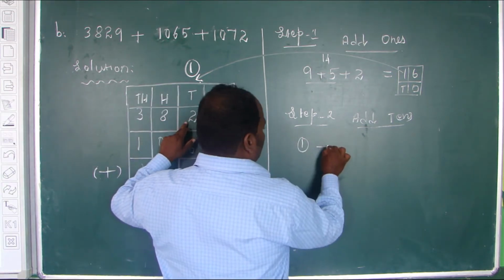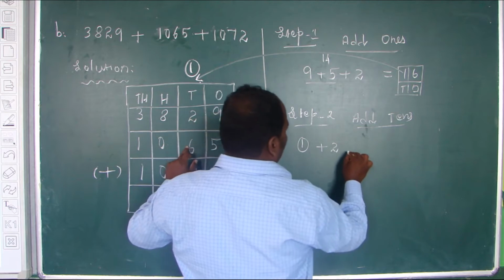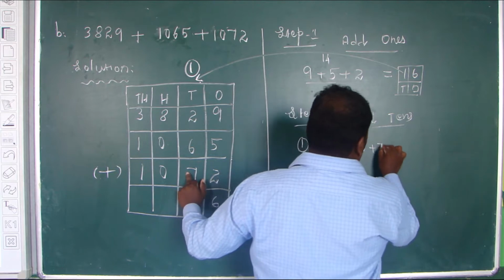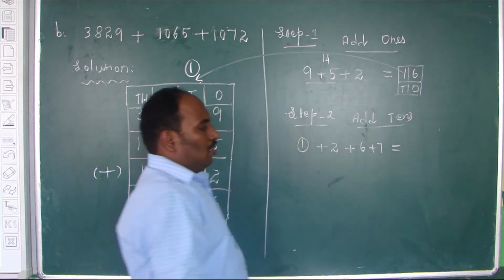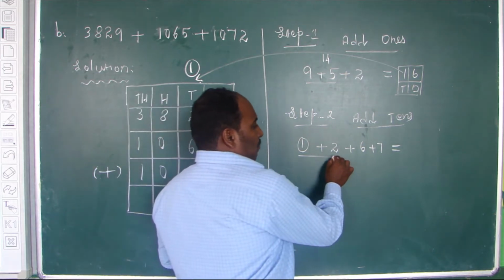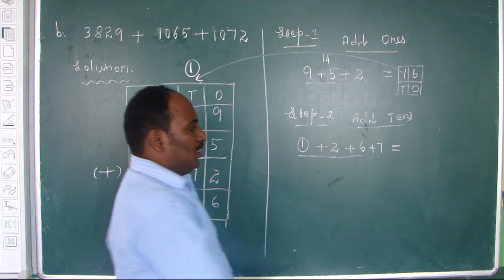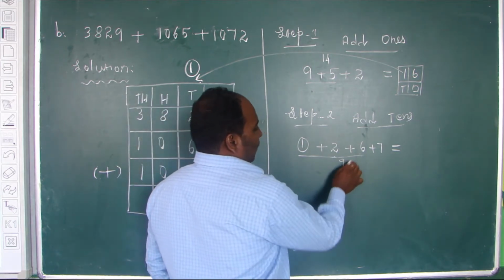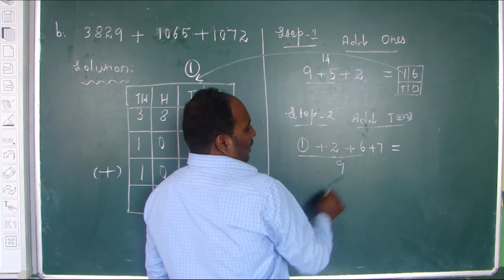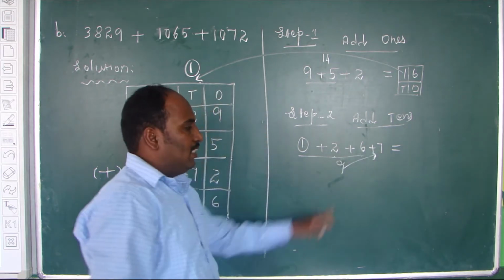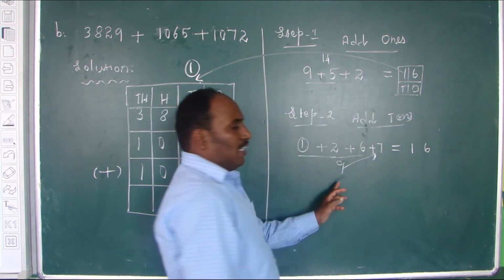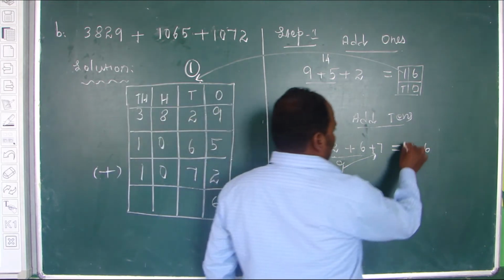1 tens plus 2 tens plus 6 tens plus 7 tens is equal to: 1 plus 2 is equal to 3. 3 plus 6 is equal to 9. Next, 9 plus 7 is equal to 16.